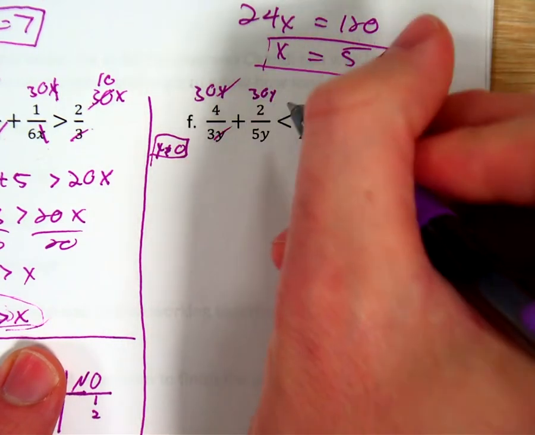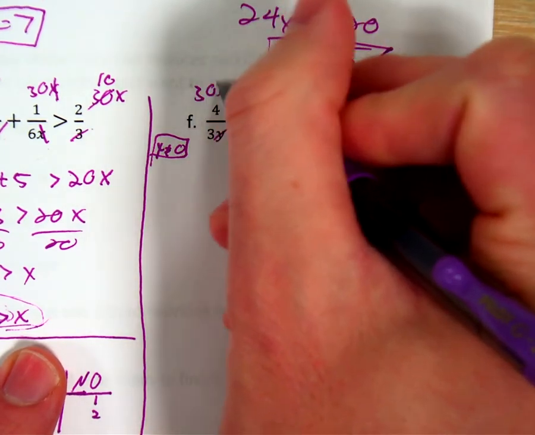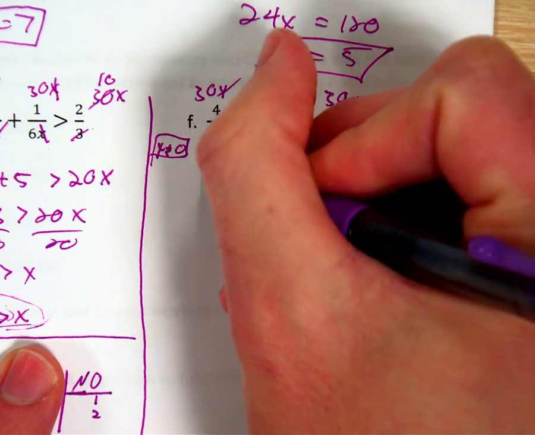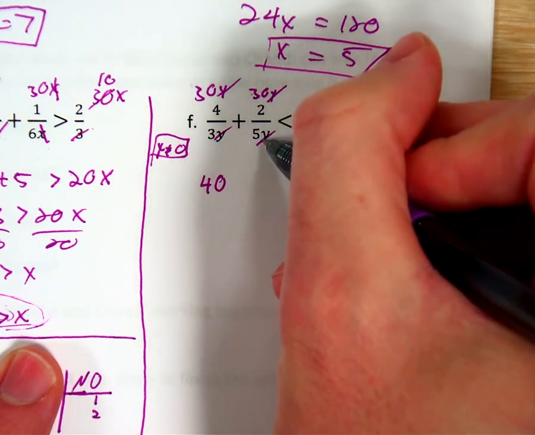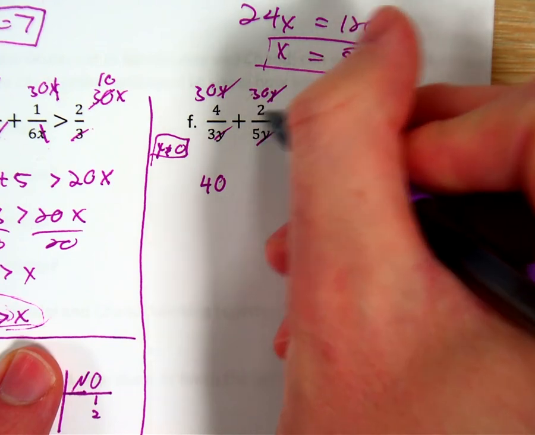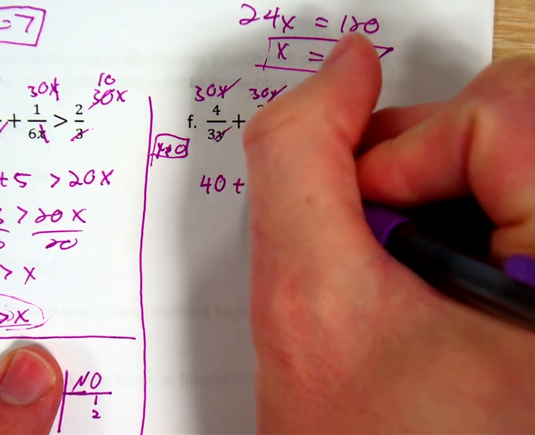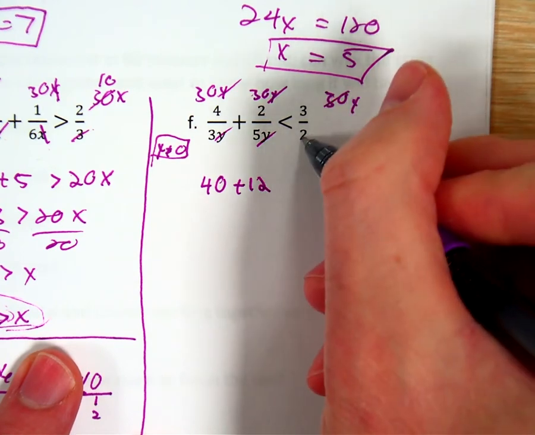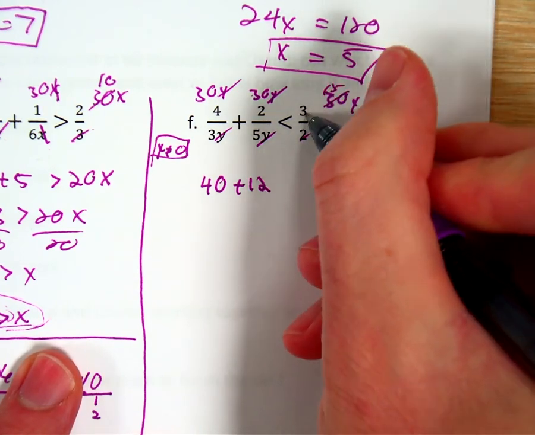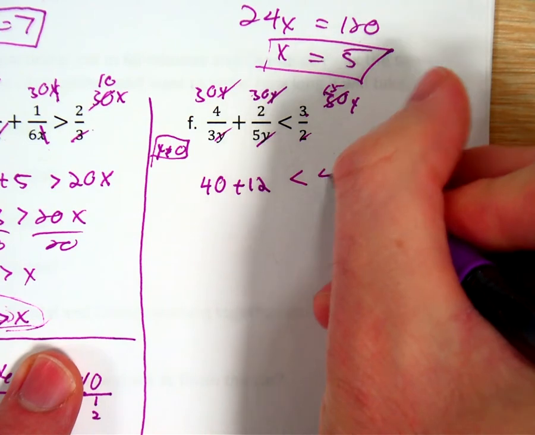So the y's would cancel there. 30 divided by 3 is 10, times 4, we got 40. Y's cancel there. 30 divided by 5 is 6, times the 2 makes it 12. Okay, 30 divided by 2 is 15, times 3 is 45y.